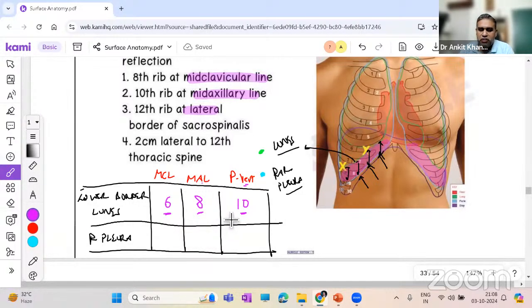And there is a difference between lower border of lungs and pleura. How much difference is it? Around 2 ribs. So we add 2 over here. 6 plus 2 is 8. 8 plus 2 is 10. 10 plus 2 is 12. So we just have to add 2 over here. Simple as that. So the vertical height difference between the lower margin of lungs and parietal pleura is around 2 ribs.